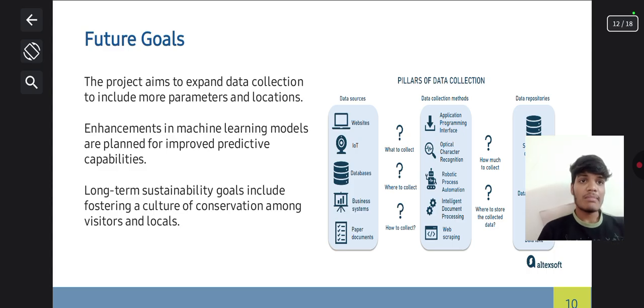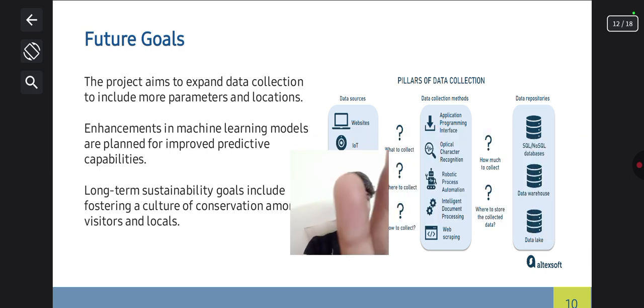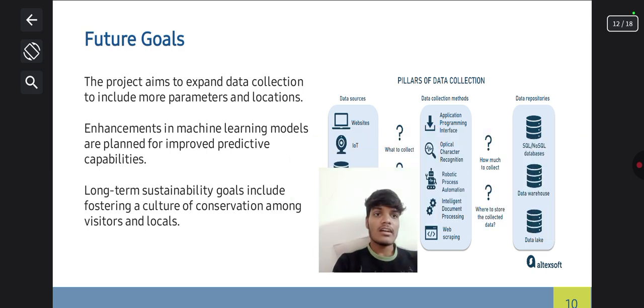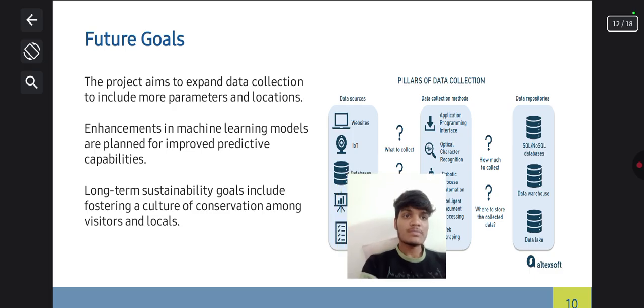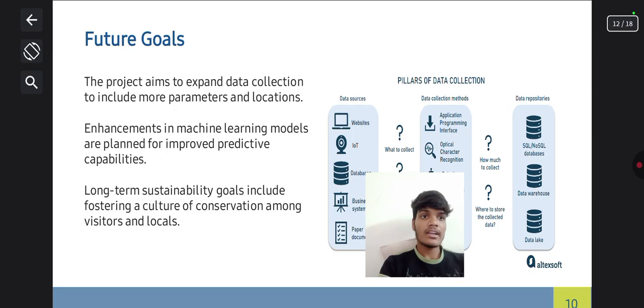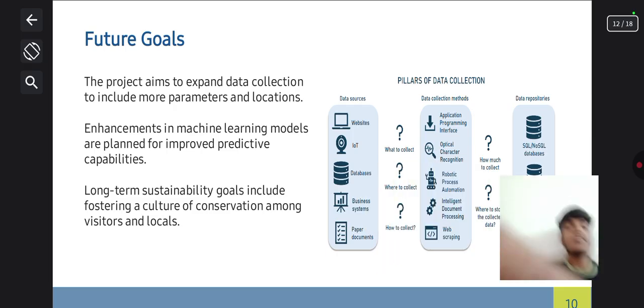Data collection methods: application programming interface, optical character recognition, robotic process automation, intelligent document processing, and web scraping. How much to collect, where to store the collected data. Data repositories: SQL and NoSQL databases, data warehouse, and data lake. These are the total pillars for data collection.